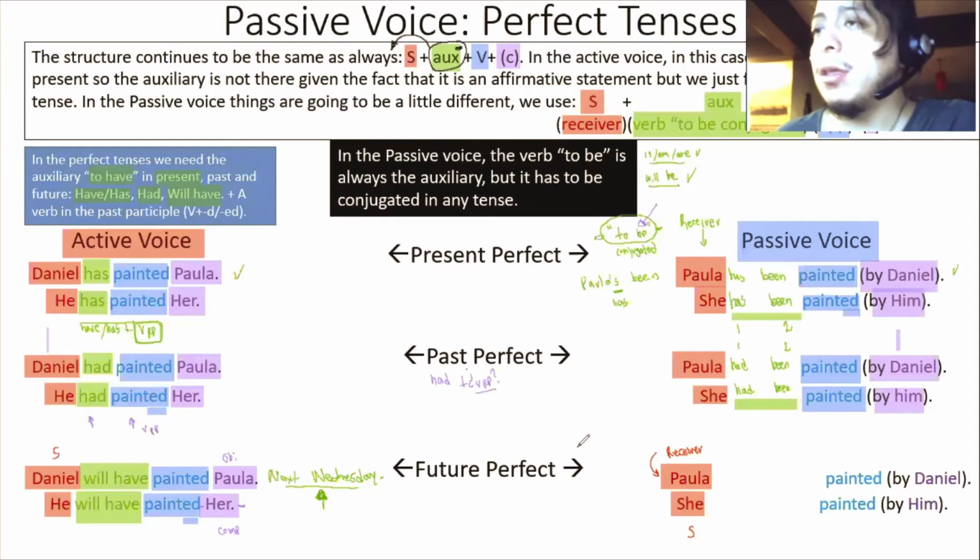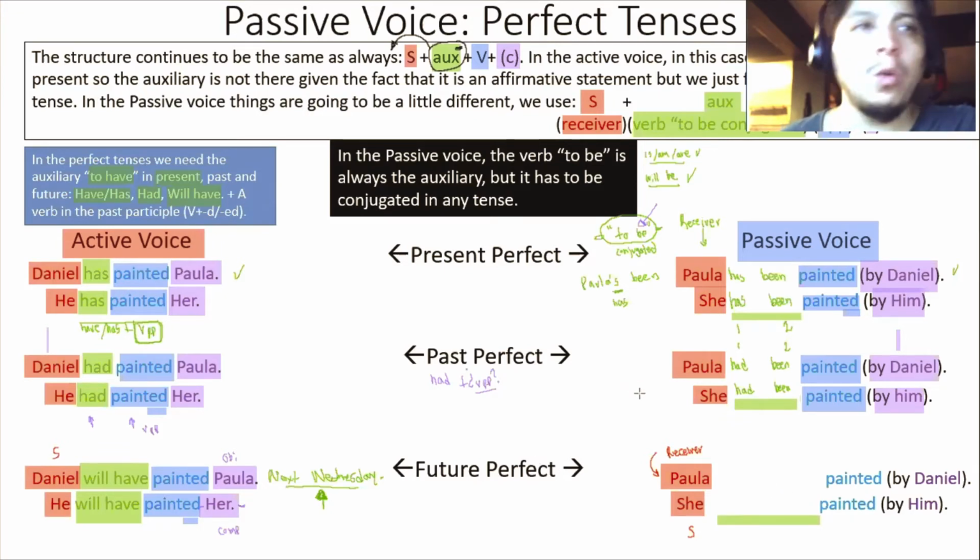What do we need? What do we need after the subject? We need the auxiliary, okay? An auxiliary. We're going to check what the auxiliary is. And then we need the verb. Because this is the passive voice, the verb is always in the past participle. Always in the past participle, okay? And finally, and again, optionally, we have a complement.